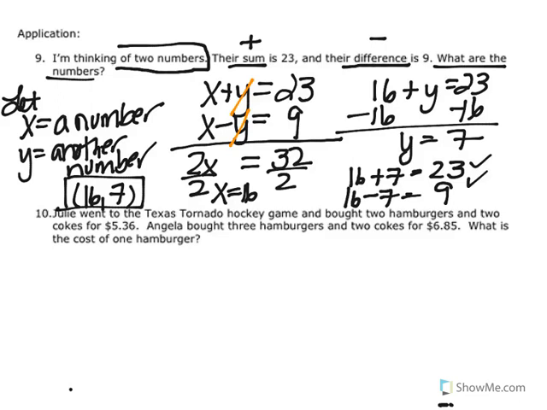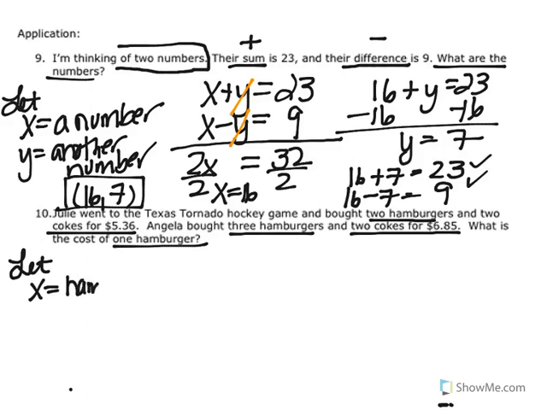Julie went to the Texas Tornado hockey game and bought 2 hamburgers and 2 Cokes for $5.36. And Angela bought 3 hamburgers and 2 Cokes for $6.85. What is the cost of 1 hamburger? So, look, we are dealing with hamburgers and Cokes here. So how about we let x equal the hamburger, and we'll let y equal the Coke.